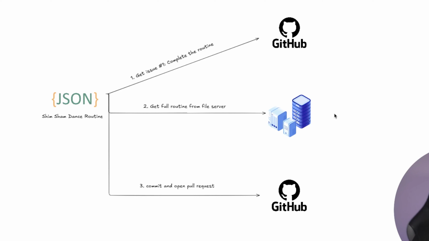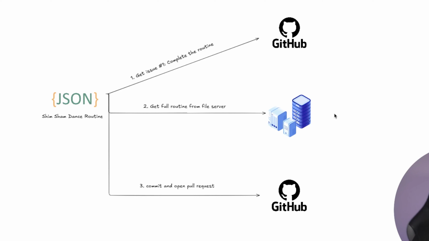In this video, we are going to do a simple example with our MCPs. We will create an MCP locally and we will use it. In our example, we have JSON data in our GitHub repository, a JSON file called shimsham dance routine. It is a dance routine, but it isn't actually finished. So we have an issue. The issue says complete the routine. I will show you in a second.